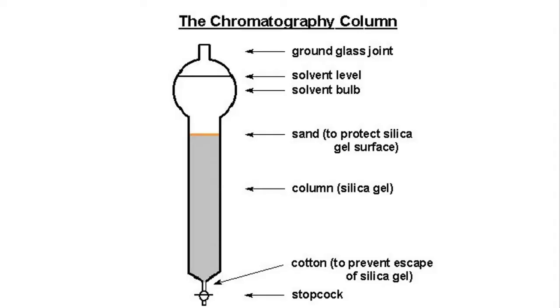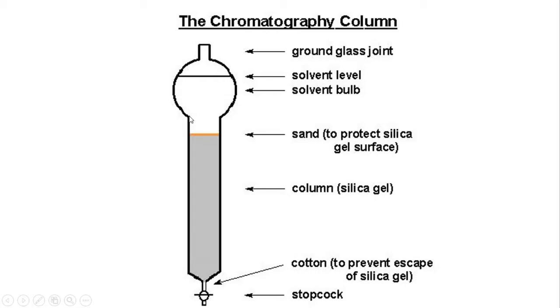This is how a column looks. From a distance we may see it like a burette, but it is not a burette. Most columns don't have any graduation. It contains a long glass tube, which is called the column, and at one end you will have a stopcock, and at the other end you will have a solvent reservoir. Note that it is not necessary that you will be supplied with this.